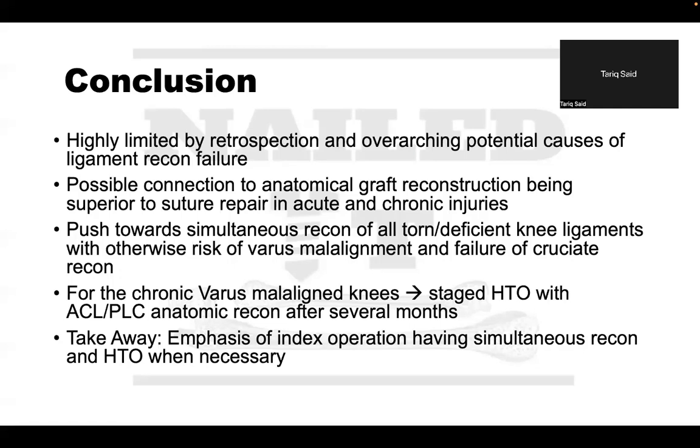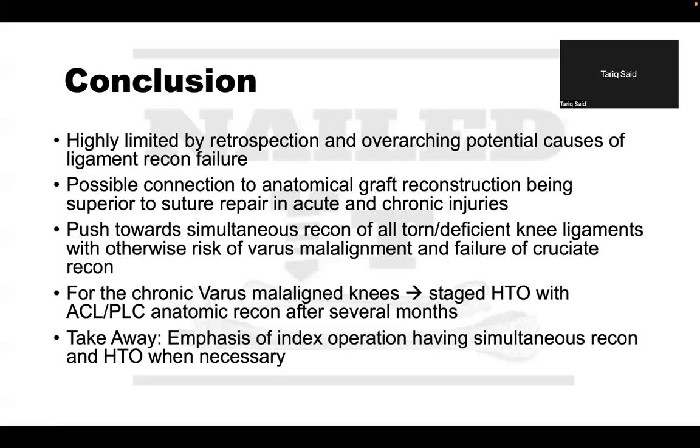This is a case series study, so there are some limitations, retrospection, and they can't really evaluate all the different causes of multiligamentous recon failures. Additionally, one of the things that they were really worried about was this varus malalignment and failure of cruciate reconstruction. One of the things that the authors really wanted to emphasize was that for these chronic varus malaligned knees, you should stage an HTO, and then have an ACL and PLC reconstruction after several months.